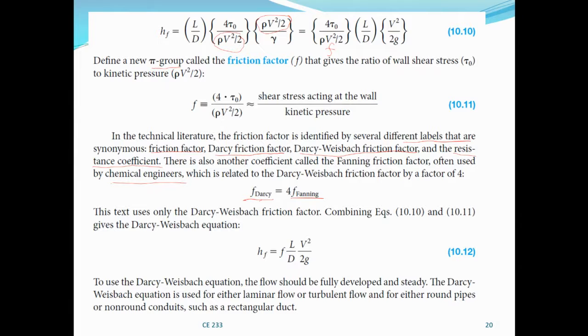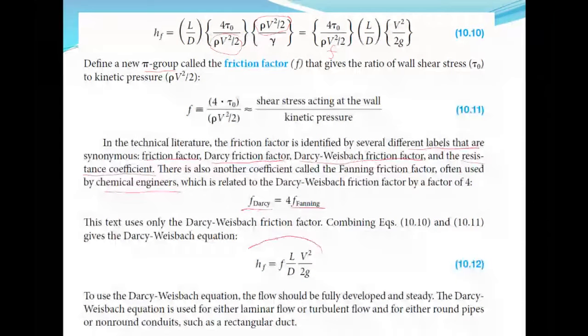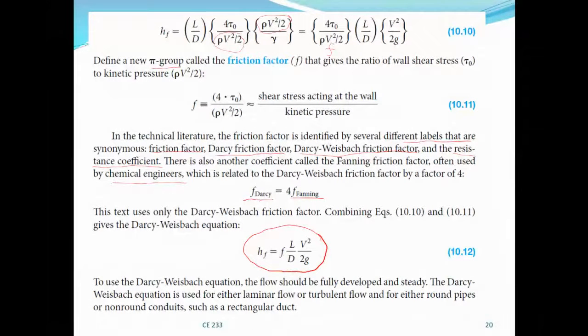Okay, so this is the Darcy-Weisbach head loss equation, which is one of the most important equations in fluid mechanics. Okay, hf, that is the frictional head loss, is given by f L over D, V squared over 2g. Okay, and to use the Darcy-Weisbach equation, the flow should be fully developed. And why do we say it should be fully developed? Because that is when the velocity will remain constant.